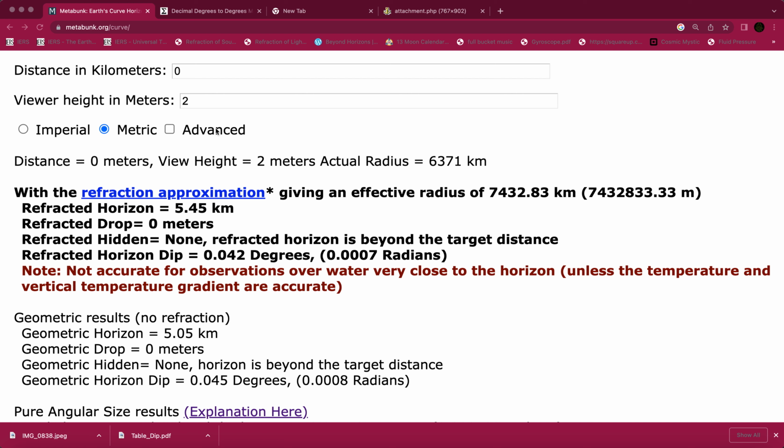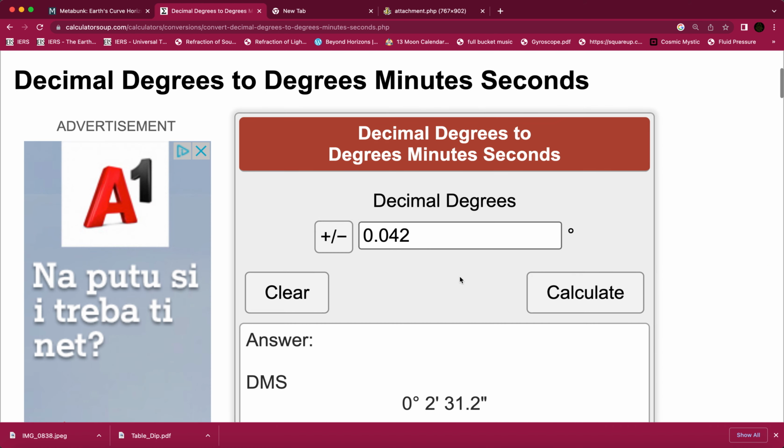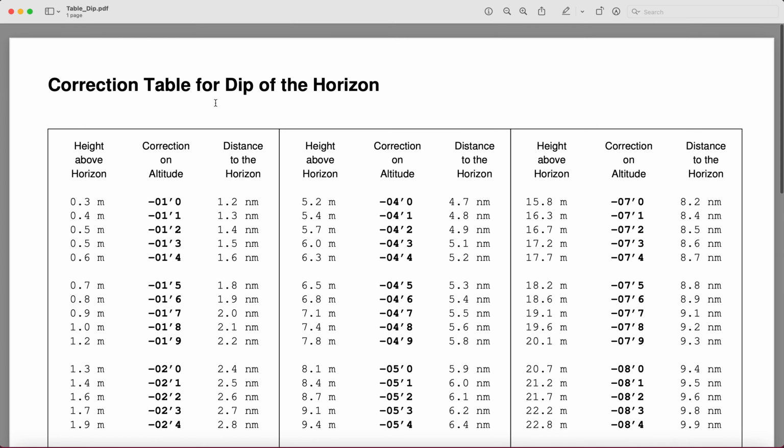So, if at 2 meters eye height the refracted horizon dip is 0.042 degrees, that's already calculated, and it comes out at 2.52 minutes of a degree. Now, if we come to this, which is our correction table for dip to the horizon, you have a height above horizon, correction on altitude, and distance to the horizon.